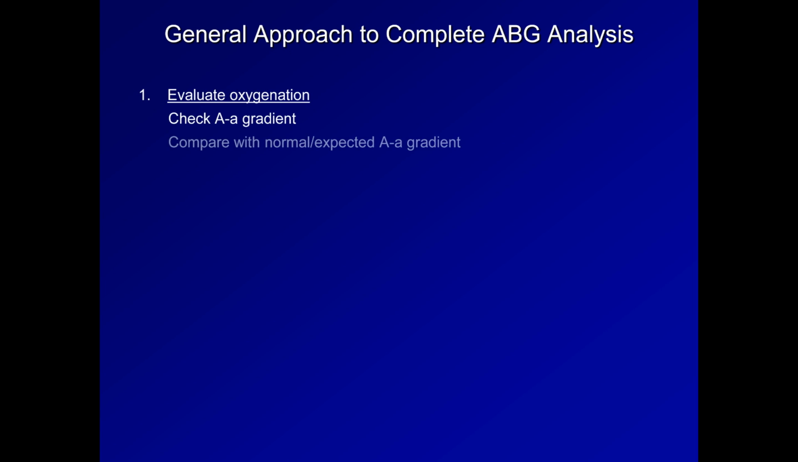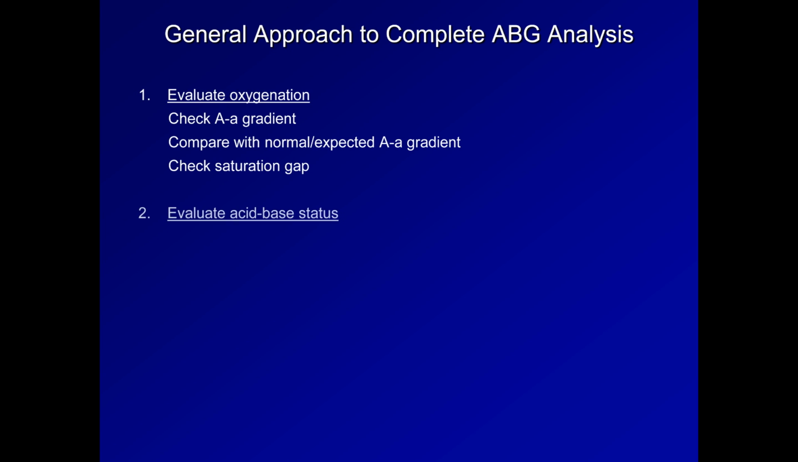I'm now going to concisely summarize a general approach to complete ABG analysis. While you can start with either the acid-base or the oxygenation component of the ABG, I think it is slightly easier to start with oxygenation. When evaluating oxygenation, first check the AA gradient and then compare it with the normal or expected AA gradient, which is dependent upon primarily age, but also on the amount of supplemental oxygen a patient is receiving. Finally, check the saturation gap, that is, make sure that there is less than a 5% difference between the O2 sat measured by pulse oximetry and the O2 sat calculated from the ABG.